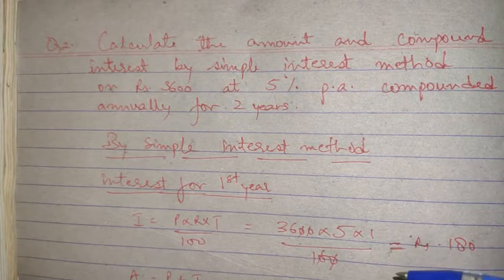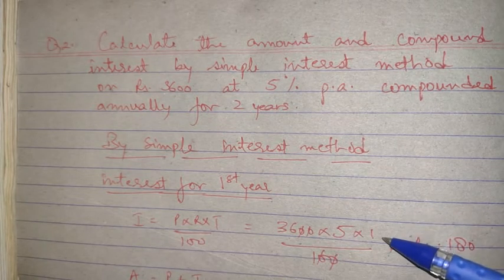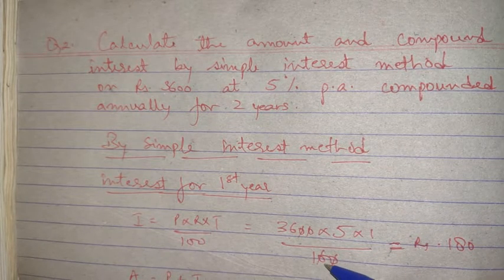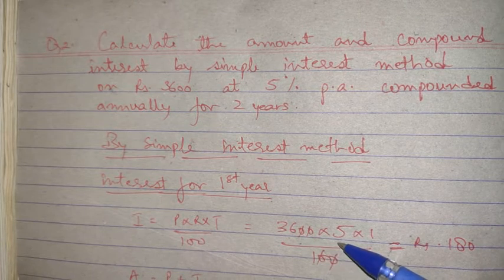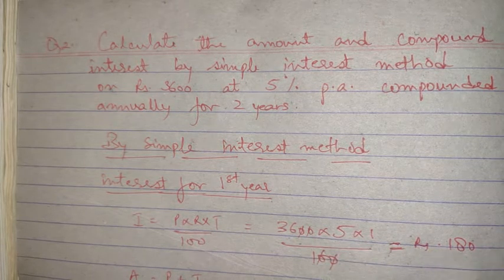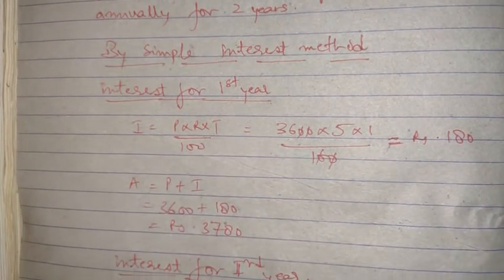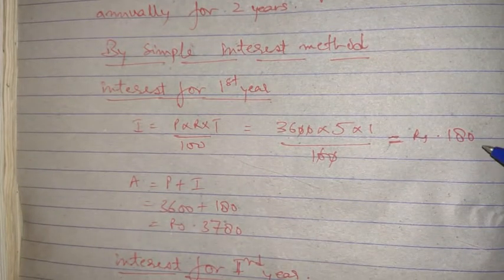This is the main difference you have to remember while finding the compound interest on a certain sum of money: the time you substitute is not the overall time period, but each year, that is 1 year every time. So in place of time, I substitute 1. On cancelling 00 and 00, 36 multiplied by 5 gives 180. This is the interest, 180 rupees, that I have earned in 1 year.